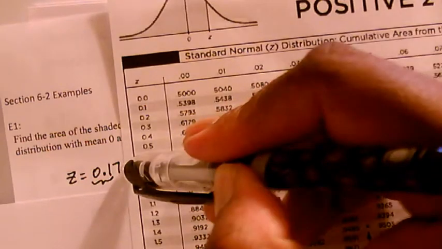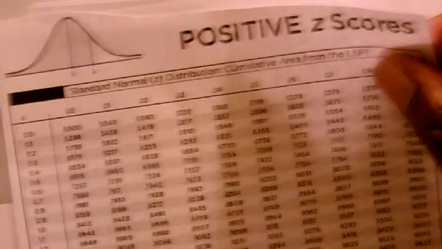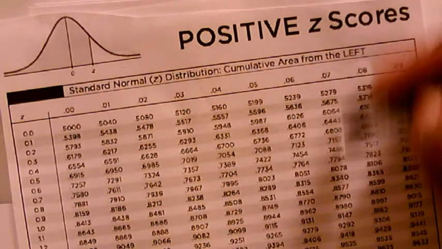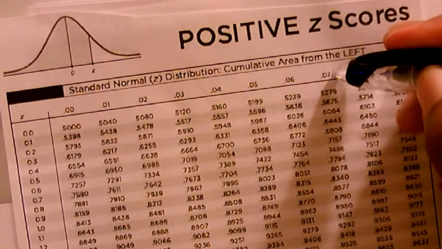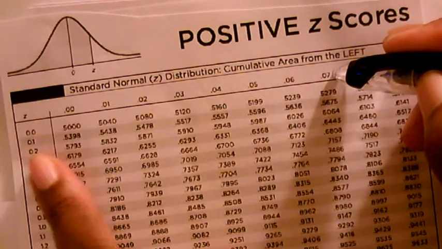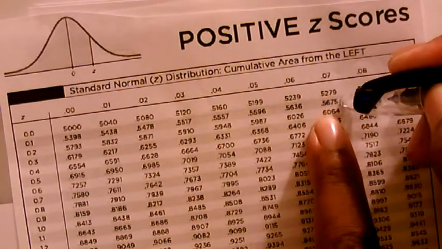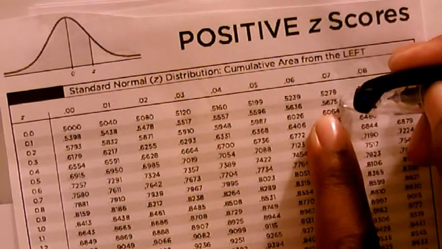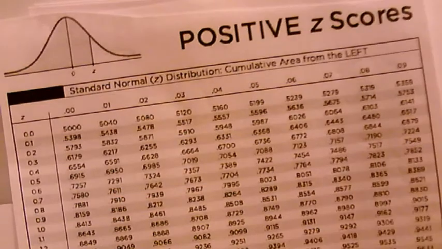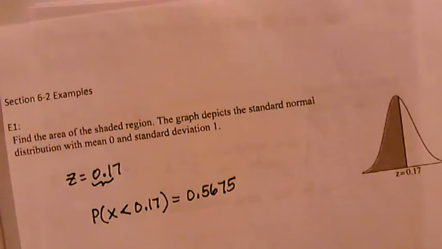That 0.1 represents the z value that is on the left-hand side. The 7, that's 0.07, which represents this part on the top row. And that's going to be this column here. So we find 0.1, and then read across and come down on the 0.07 column, you'll see that it's going to be 0.5675. So here, that probability that z is less than 0.17 would be 0.5675.